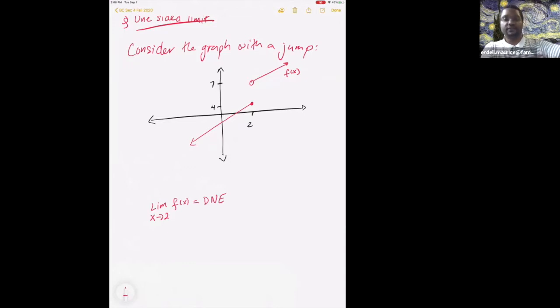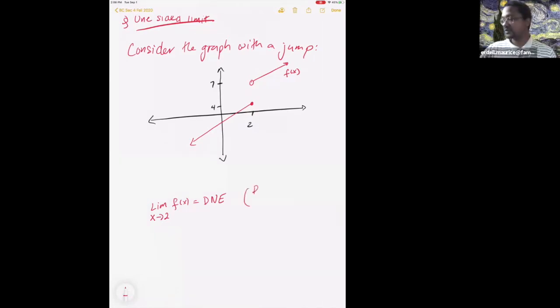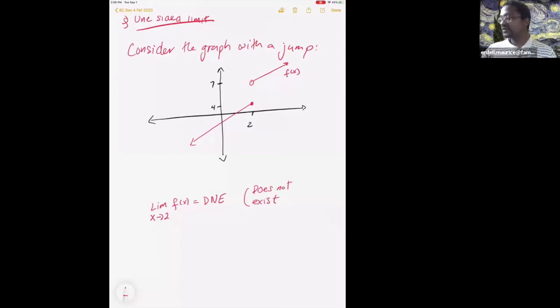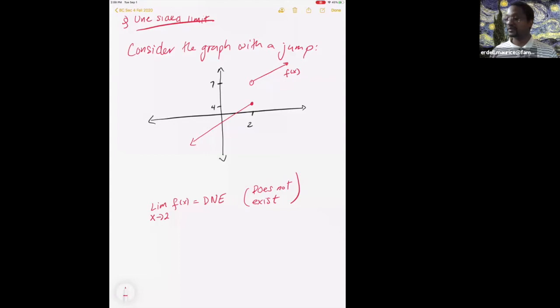Let me pause right there and let's see if I have any questions so far. What does DNE stand for? DNE stands for does not exist. In other words, there is no limit at that point. All the other examples we've done so far up to this point, we had a limit because the values were squeezing to a specific number. Yes? Okay. So yeah, DNE stands for does not exist.